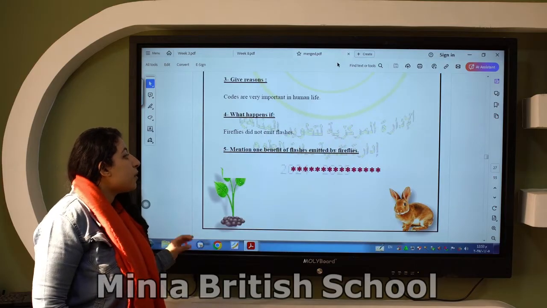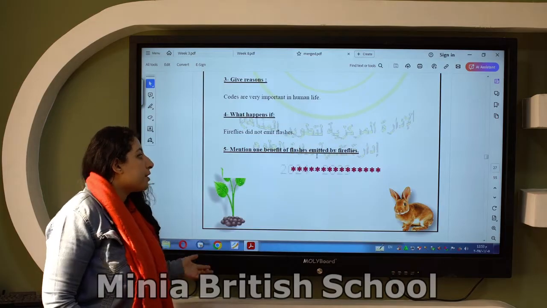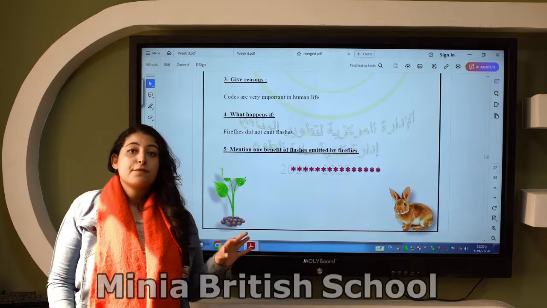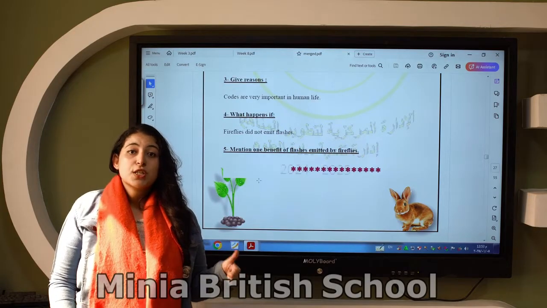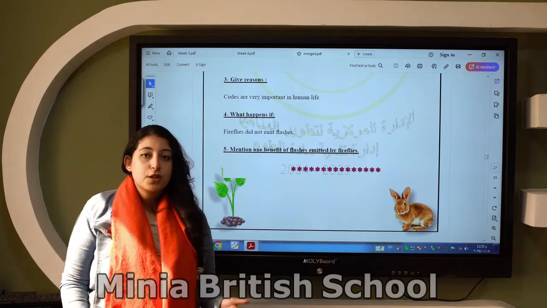Mention one benefit of flashes emitted by fireflies. What is the benefit of flashes emitted by fireflies? They emit different flashlights. Number 1, to attract a mate to reproduce. Number 2, to warn off predators in danger.